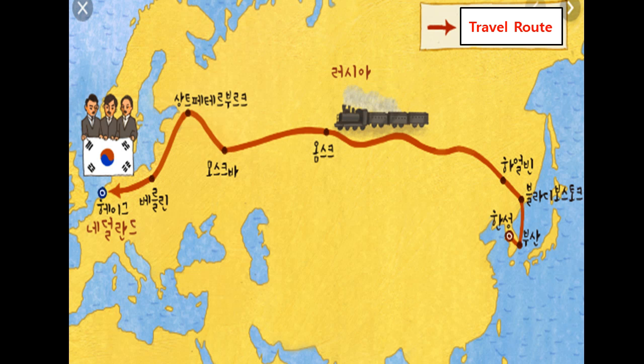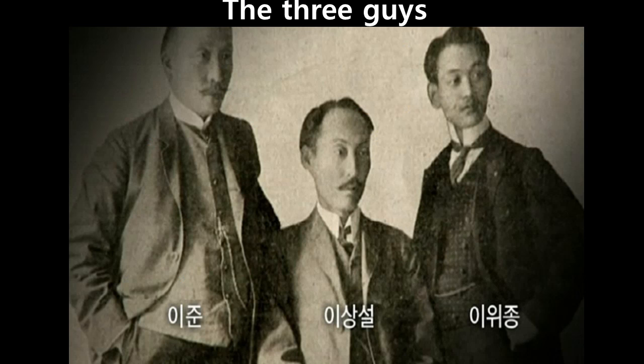And he ordered 3 men, Lee Jun, Lee Sang-seol, and Lee Wi-jong, to go to the Second International Peace Conference, which was held in The Hague, Netherlands. This is the picture of the 3 men, and this is kind of their travel route. These 3 men went to the International Peace Conference to tell the invalidity of the Protectorate Treaty. But Japan knew it and disturbed them.